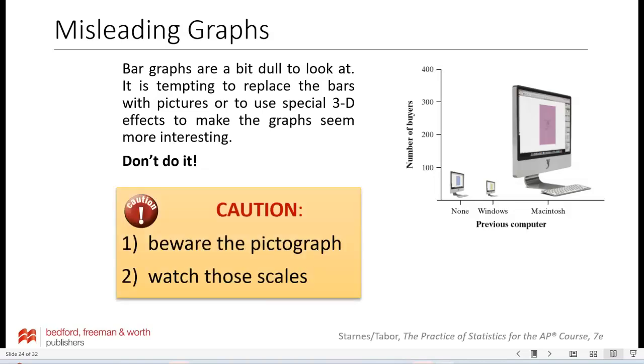Again, the area of the pictograph. Pictographs are terrible, we think, in general. And then watch the scales. You'll see an example maybe in a second about a scale that can be bad sometimes. Okay, so part B, we're done with the lesson. Let's just answer a few questions, get you ready for the quiz kind of thing.